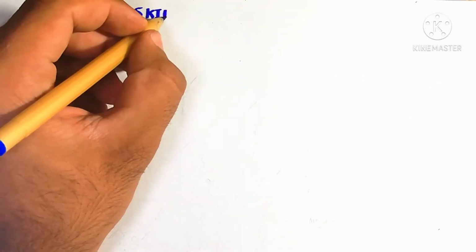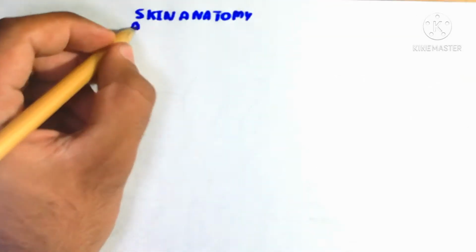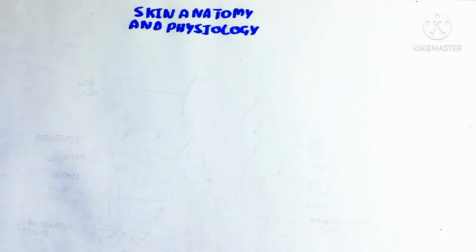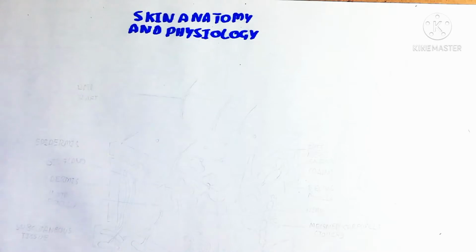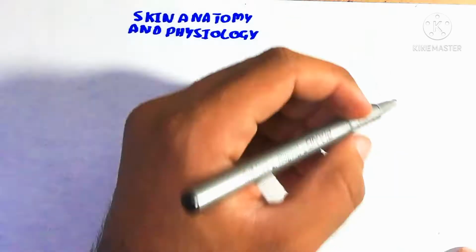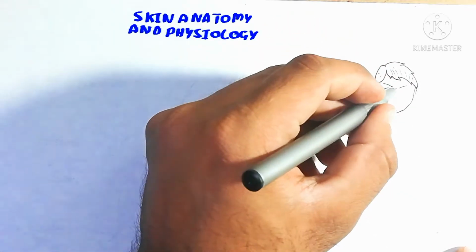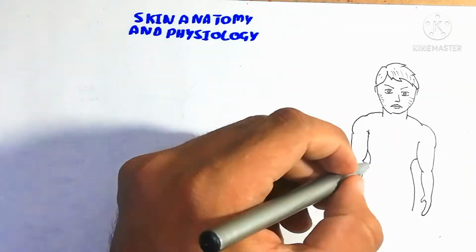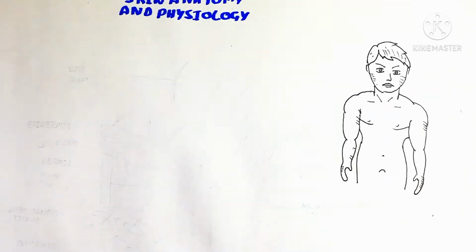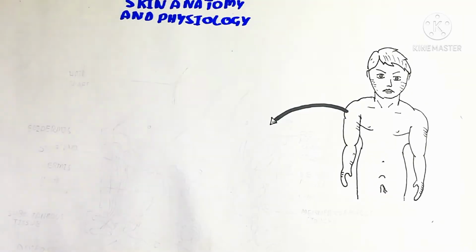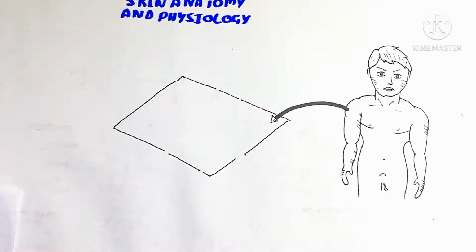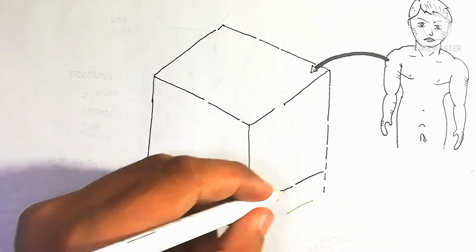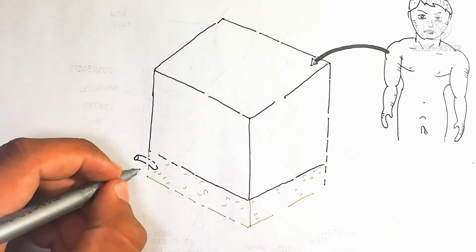So here we will discuss skin anatomy and physiology, and also the immunology of the skin as a barrier immunity. Next, let's talk about the skin. The skin is the largest tissue in our body, and it is also known as an organ because it performs a function. Here is a cross section of the skin, which contains many layers.